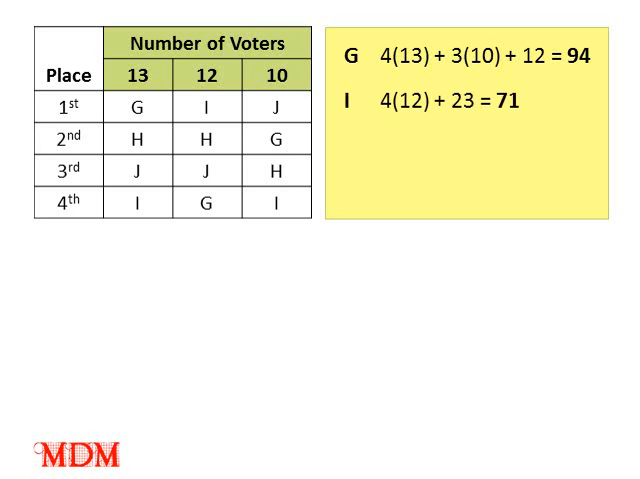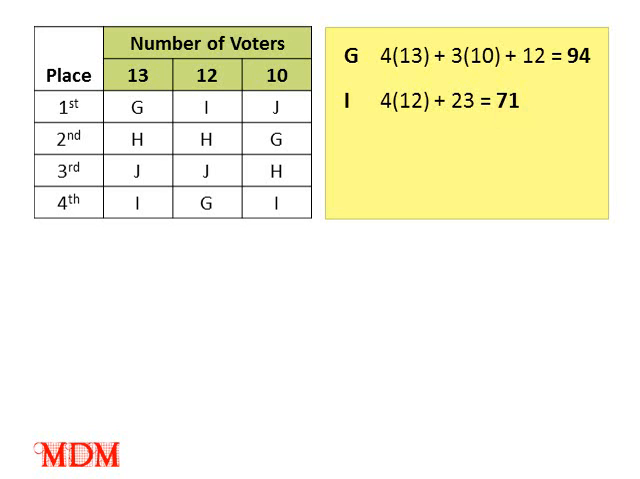Let's look at Ingrid. Ingrid has 12 first place votes, so we're going to multiply 12 by 4. And as we look down the other rows, we see that Ingrid is not listed until we get to fourth place, and there she shows up twice, 13 plus 10, and so that's where this 23 comes from.